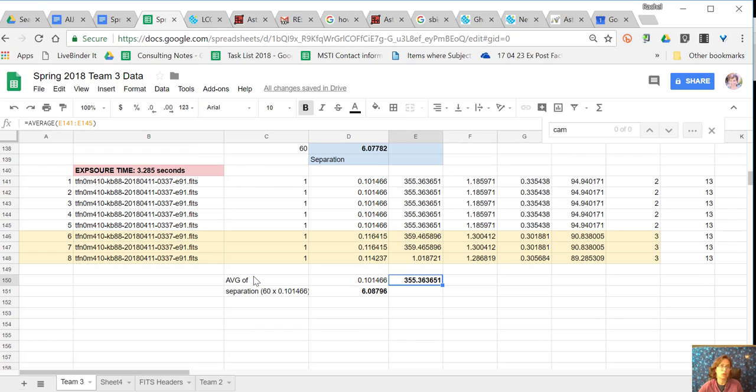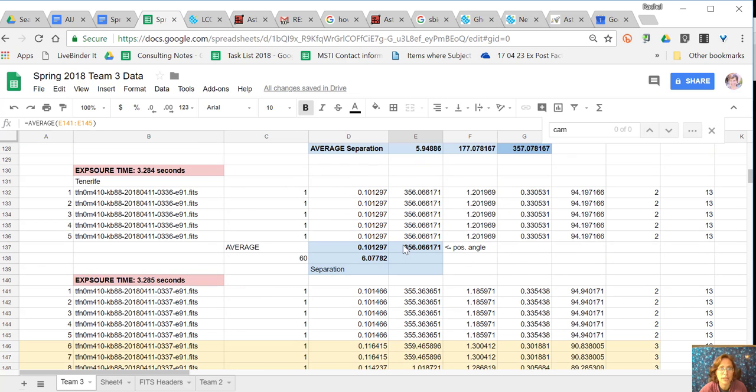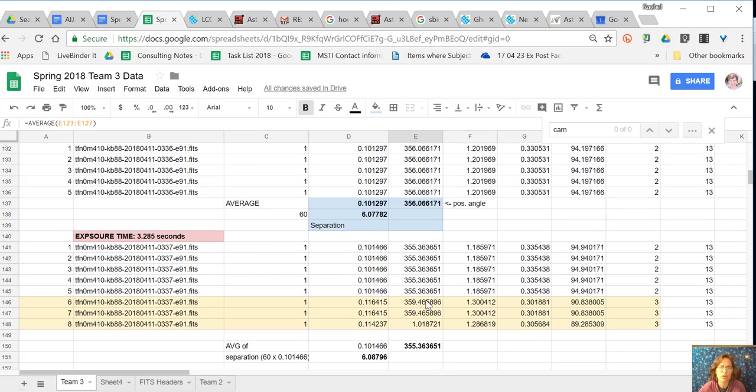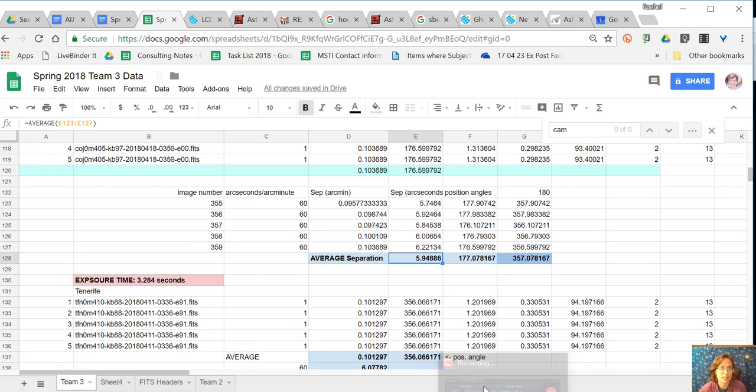And so I'm going to do 1 or 2 more images, but that's how you understand this spreadsheet. So I've tried to make it clear what our actual numbers are. And we can write about how the different exposure times that we tried and the different telescopes are all giving us roughly the same data. 6.07 is pretty darn close to 5.94, and 356 versus 357 for position angle, and 355. It's all in the same range. In any case, that's how I'm analyzing this data, and I will explain it in the meeting tomorrow.